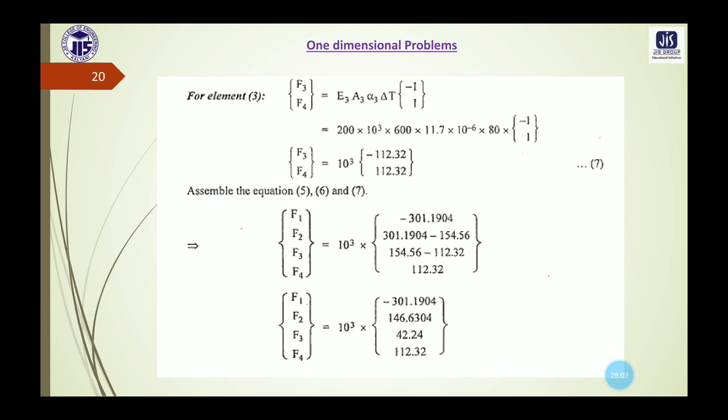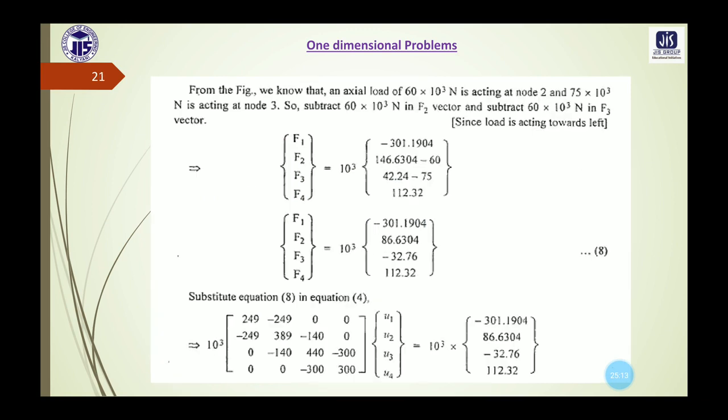Now if we assemble equations 5, 6 and 7, we get the global force vector equal to 10 cube multiplied by a column matrix. Now in this diagram it is given that an axial load of 16 into 10 cube Newton is acting at node 2, and 75 into 10 cube Newton is acting at node 3.